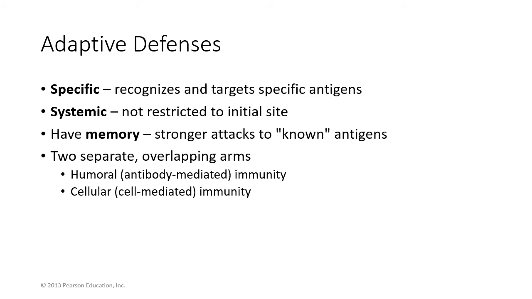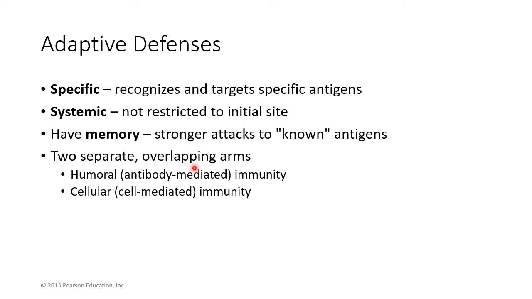So we are done with the non-specific immune system, those first two lines of defense. Now we're going to get into the adaptive immune system, your third line of defense. Three things you want to remember: it's very specific. It recognizes and targets specific antigens. It is systemic. It's not restricted to the initial site. It's usually a full body response. And it does have memory. It has a stronger attack to known antigens.